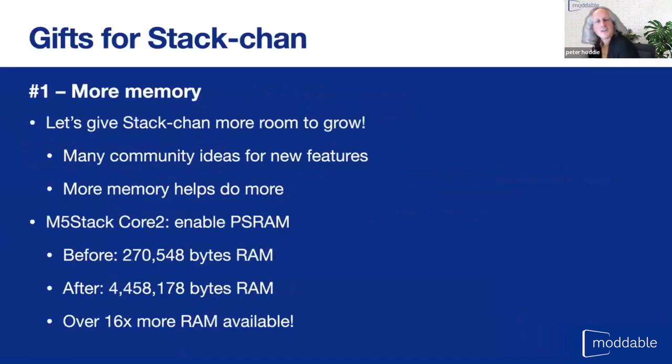Number one, the StackChan community has so many great ideas, but they don't all fit into StackChan because memory is limited. Ishikawa-san, you talked about that a little bit when you talked about audio streaming and the challenges there. So we want to enable the external RAM that exists on the M5Stack Core2 so that there's more space. We tried that, and we found we go from about 300K of memory, or a little bit less, to almost 4.4 megabytes of RAM. So about 16 times more RAM.